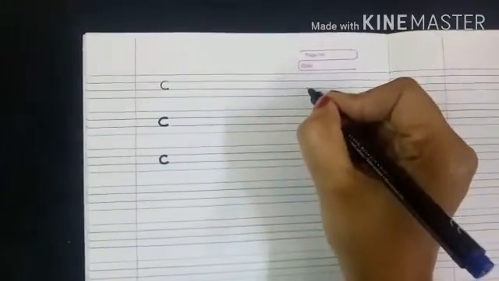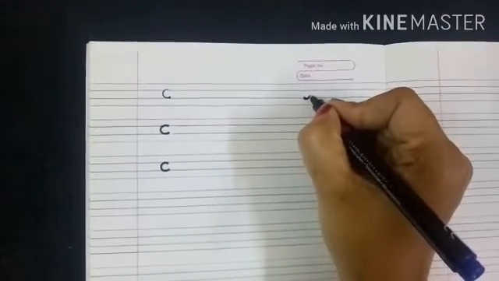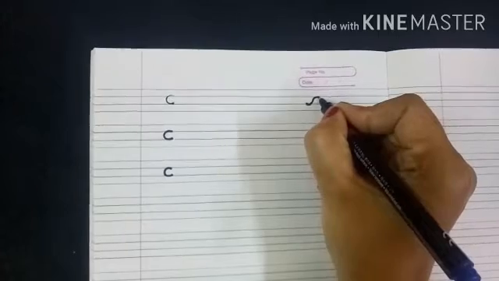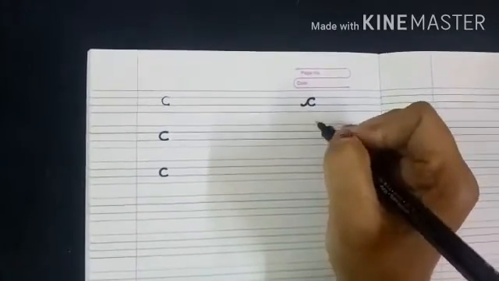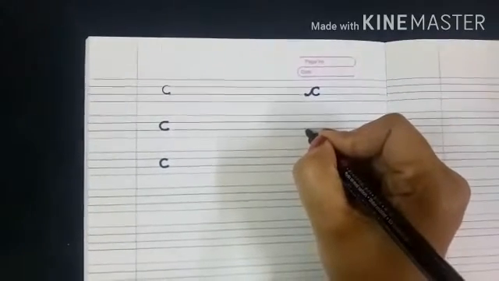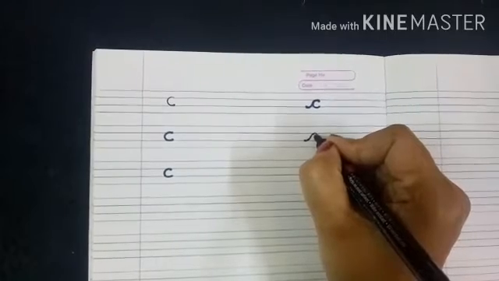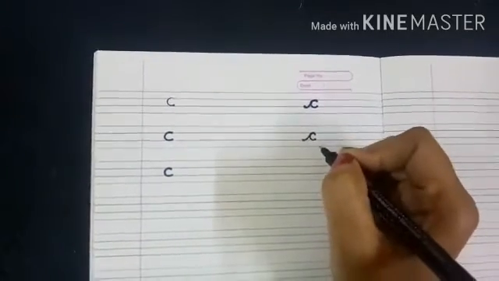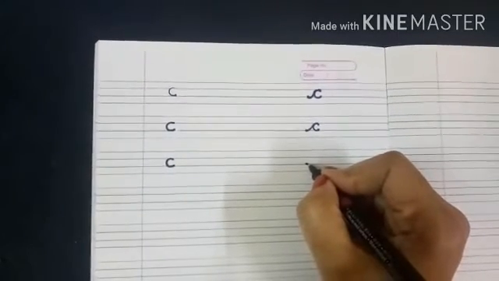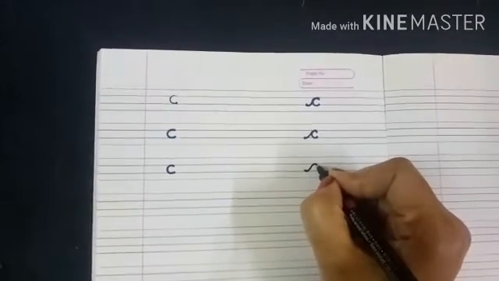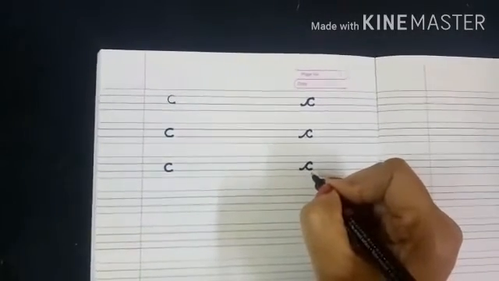Now we are going to write cursive C. For that, keep your pencil on the third line and make a curve wave stroke. Again make a left curve. This is cursive C. How to write cursive C? Keep your pencil on the third line, make a curve wave stroke and make a left curve. This is cursive C. Once again, keep your pencil on the third line and make a curve wave stroke and make a left curve. This is cursive C.